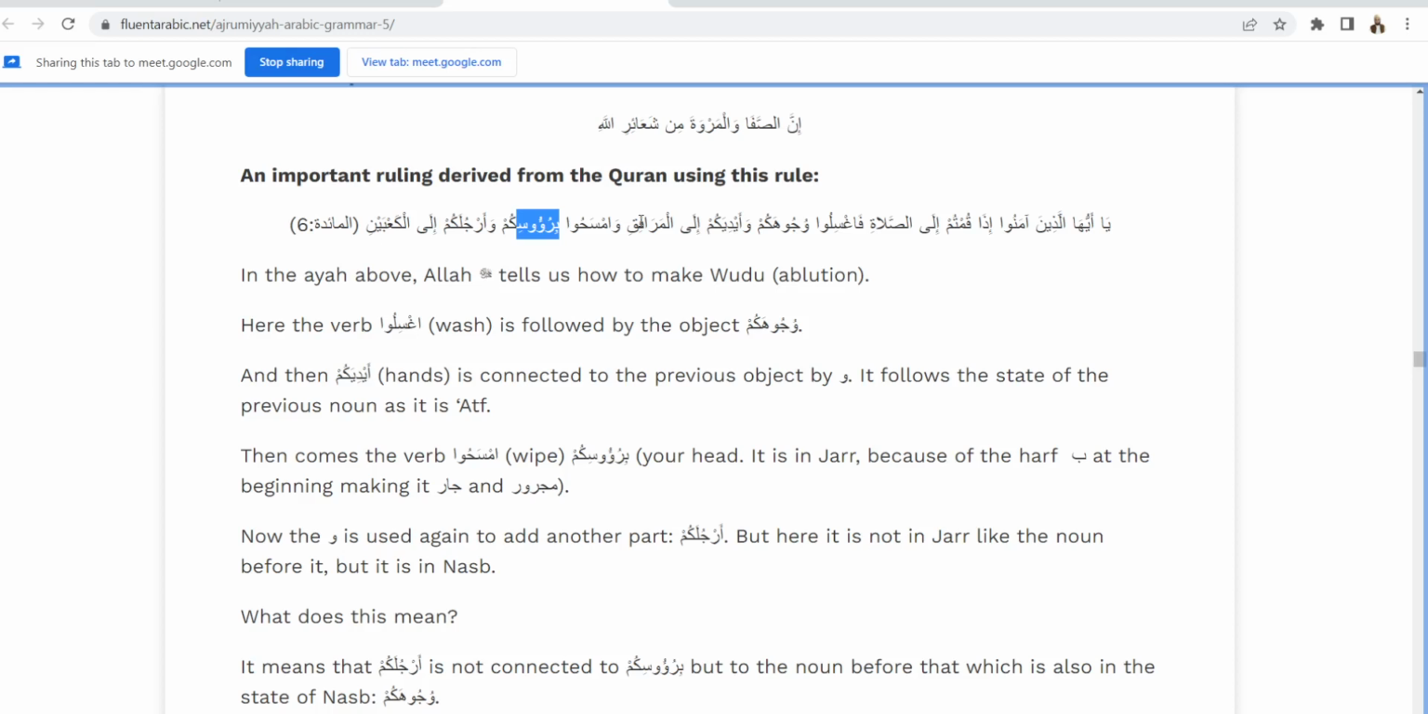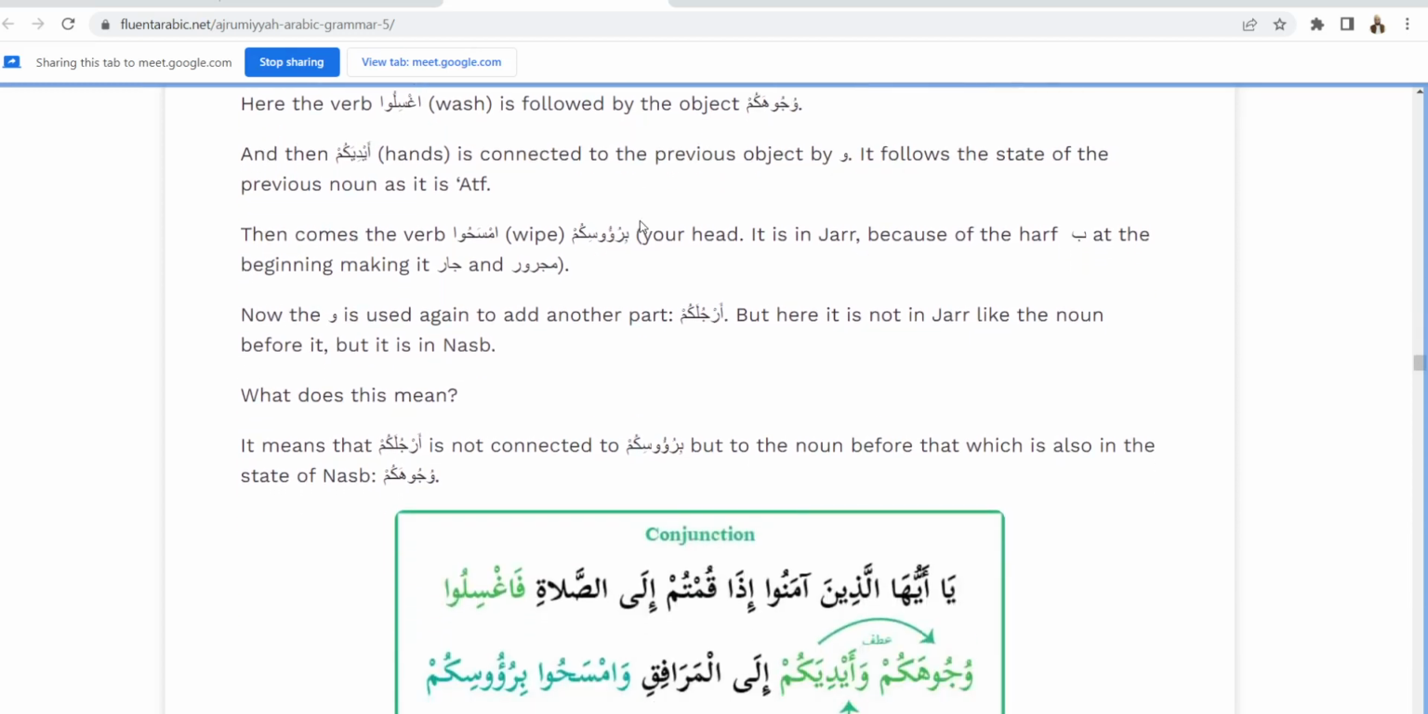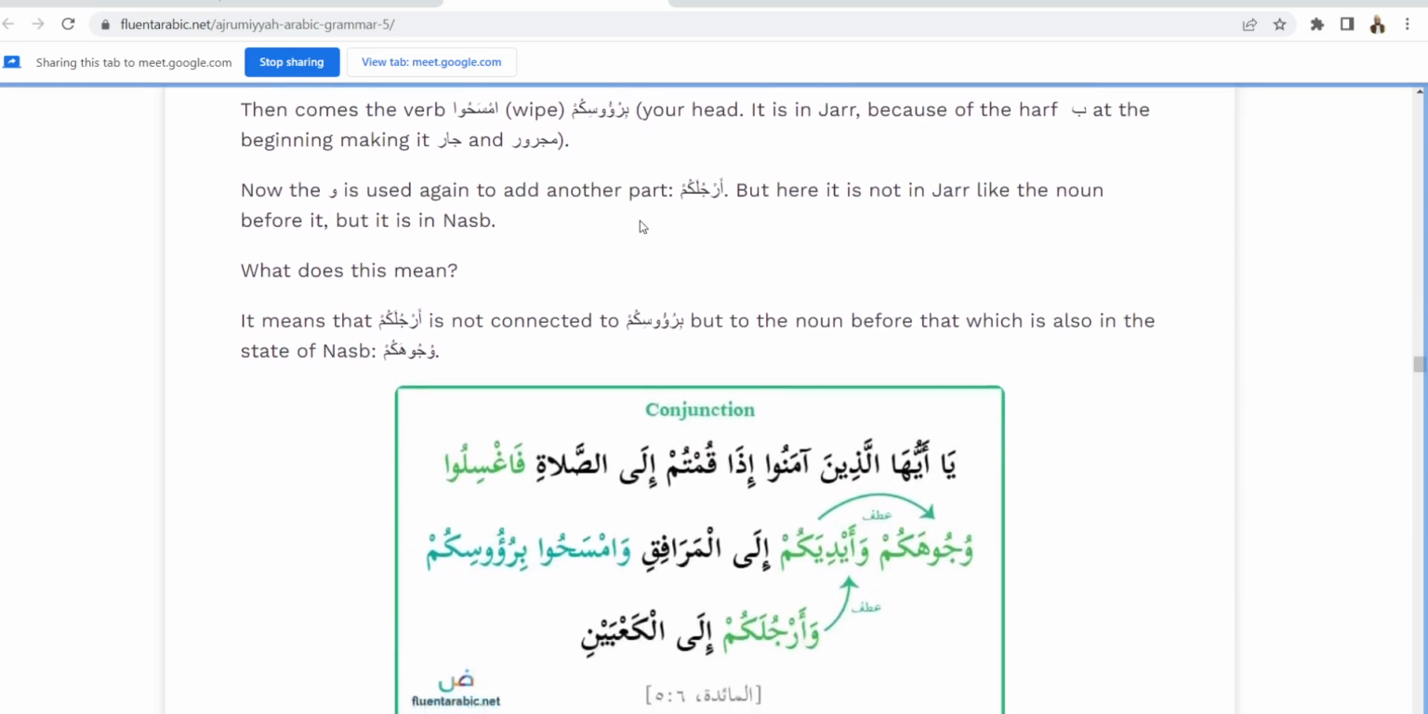But the second riwayah, it says what? برؤوسكم وأرجلكم. It means وامسحوا, and you wipe over رؤوسكم, your heads, وأرجلكم, and wipe over also your feet until the end. This is where we have a difference of opinions with the Shiite. The Shiite take the second narration, and we Ahl Sunnah take the first narration. So, did you understand the matter of the conjunction here?